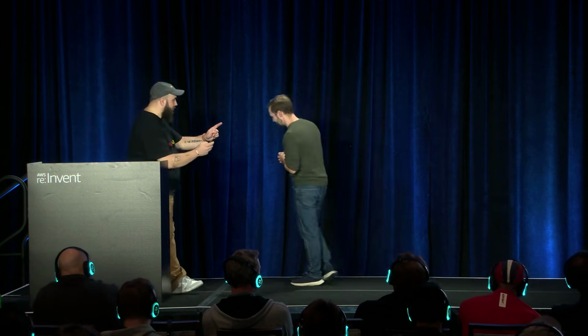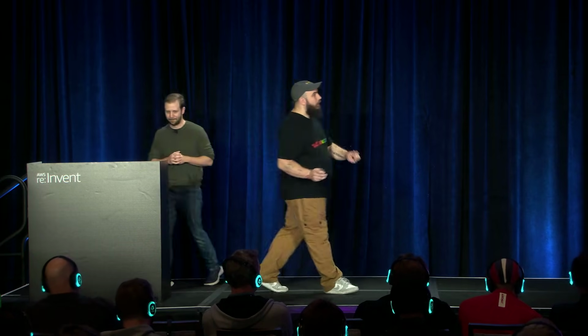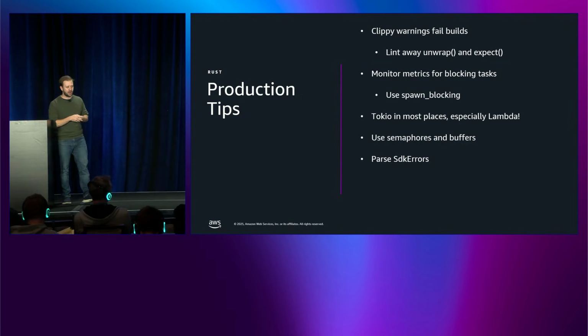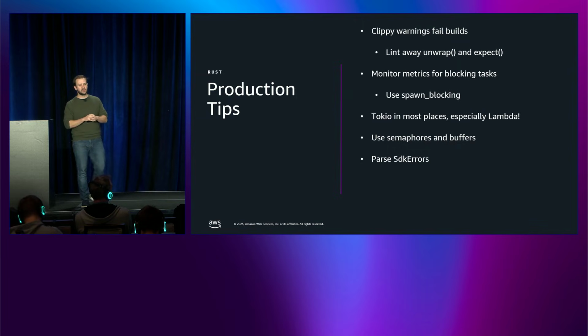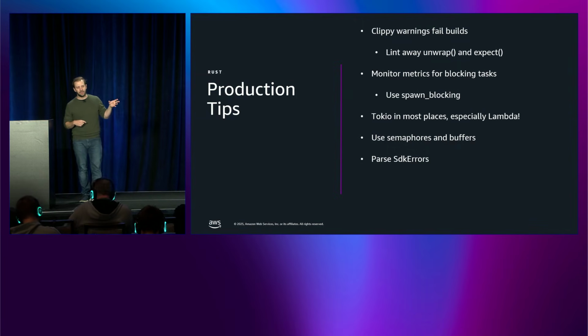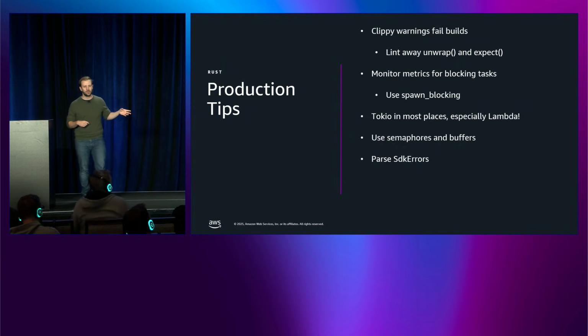Exactly. Okay, let's talk about production tips. A couple of things here. We're close to the end, so let's talk about a couple of things. I think the first one is, if you're moving into production with your first Rust program, you really should use Clippy. It's a linter and formatter. Lint away the unwraps.